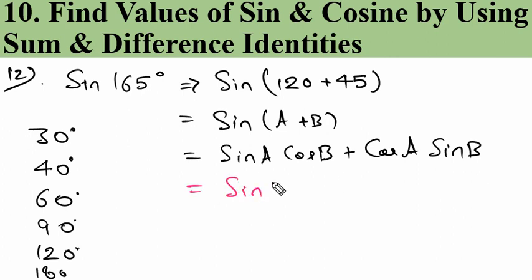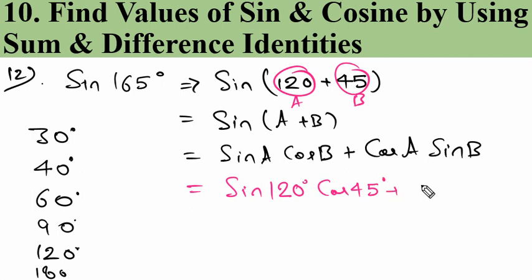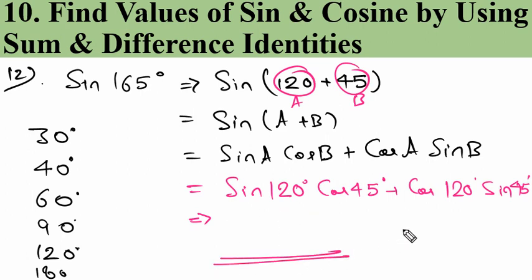Now what is A? A is 120. What is B? B is 45. So sine 120 degrees cos 45 degrees plus cos 120 degrees sine 45 degrees. And now again, if you don't remember the values, go and do it using the calculator, because you are allowed, and substitute the values, you will get your answer. Okay, that's how we do this one.